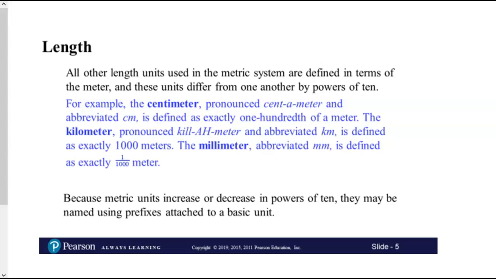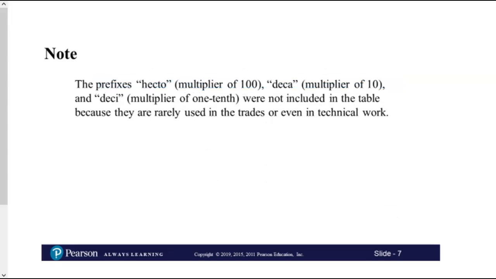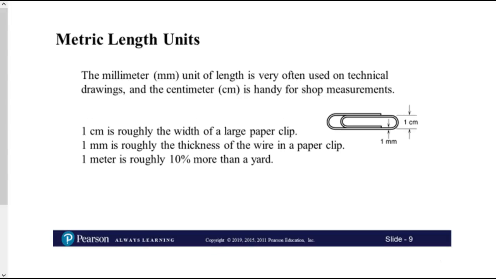And the metric units are actually really easy to work with because they're in units of 10. They're basically movement of a decimal place. So these are the most commonly used metric prefixes, so tera, giga, mega, kilo, centi, milli, micro, nano, and pico. And you'll notice that hecto and deci were left out, just because those aren't really used a whole lot in the technical field, and we're really concentrating in this class on math for the trades. But they are out there, and so hecto is a multiplier of 100 and deca is a multiplier of 10.